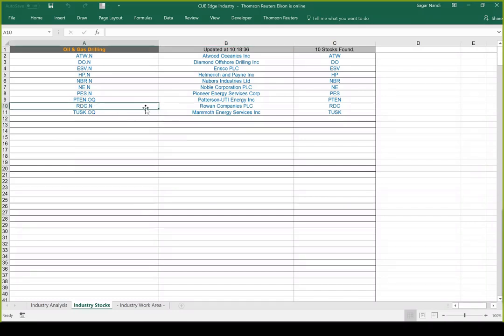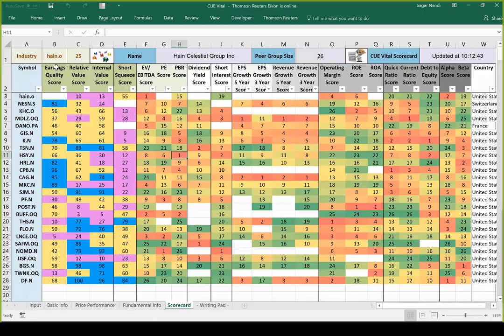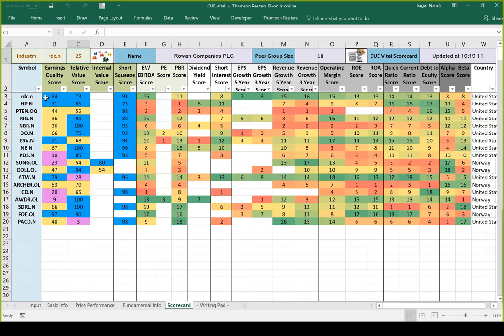And I like to check the fundamental also. It takes only a few minutes. So let's look at RDC's fundamental. Get its peers. And get the fundamental scorecard. Instantly we can see that its earning quality is very high, relative value is very good also, and there is a very high potential of short squeeze.